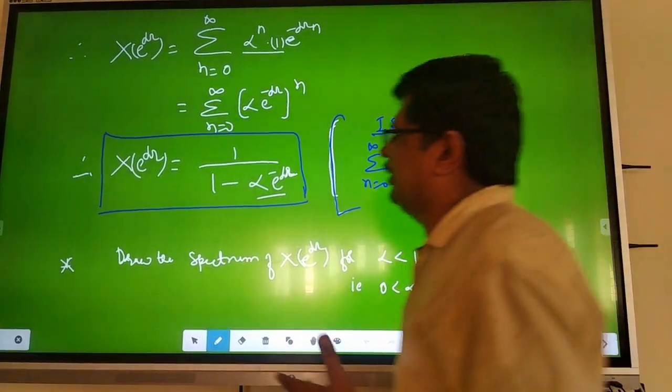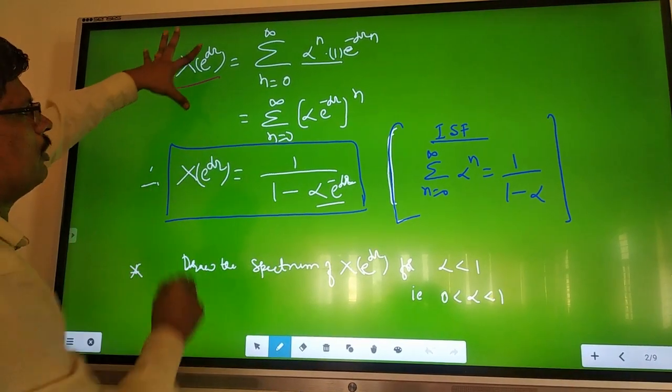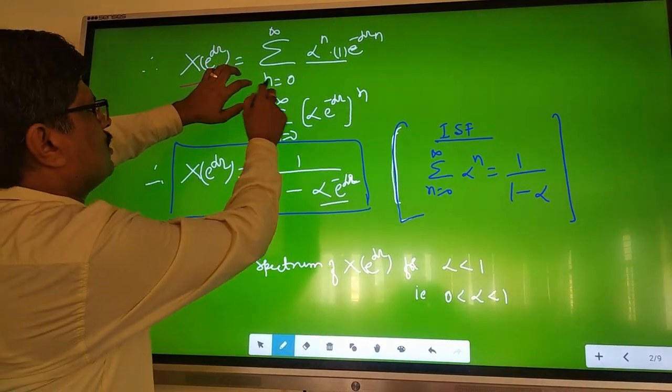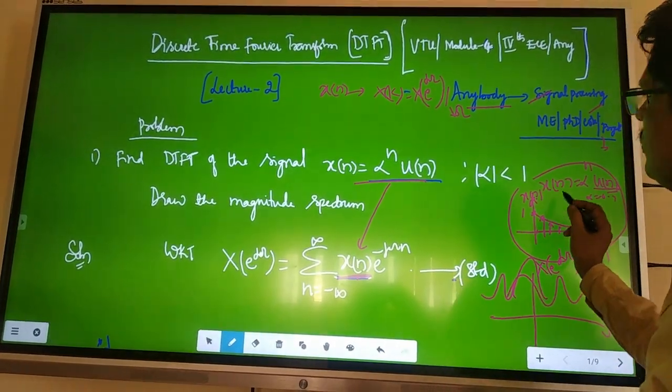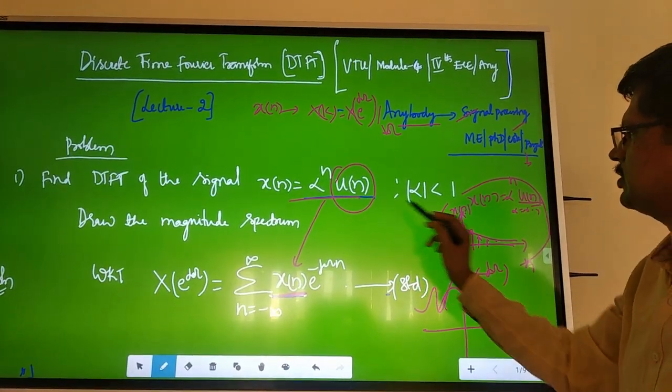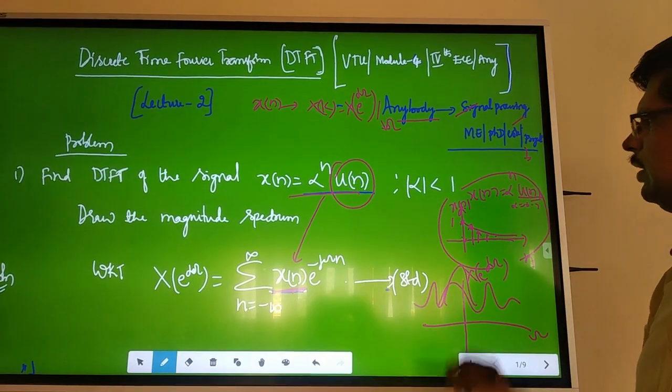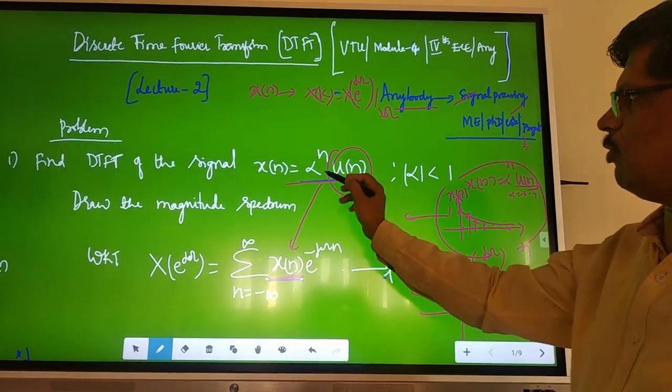Now you will get the frequency domain representation X of e power j omega equal to summation n equal to 0 to infinity. Why? Because this is a step function. Step function means it exists from 0 to infinity. This side it is 0.